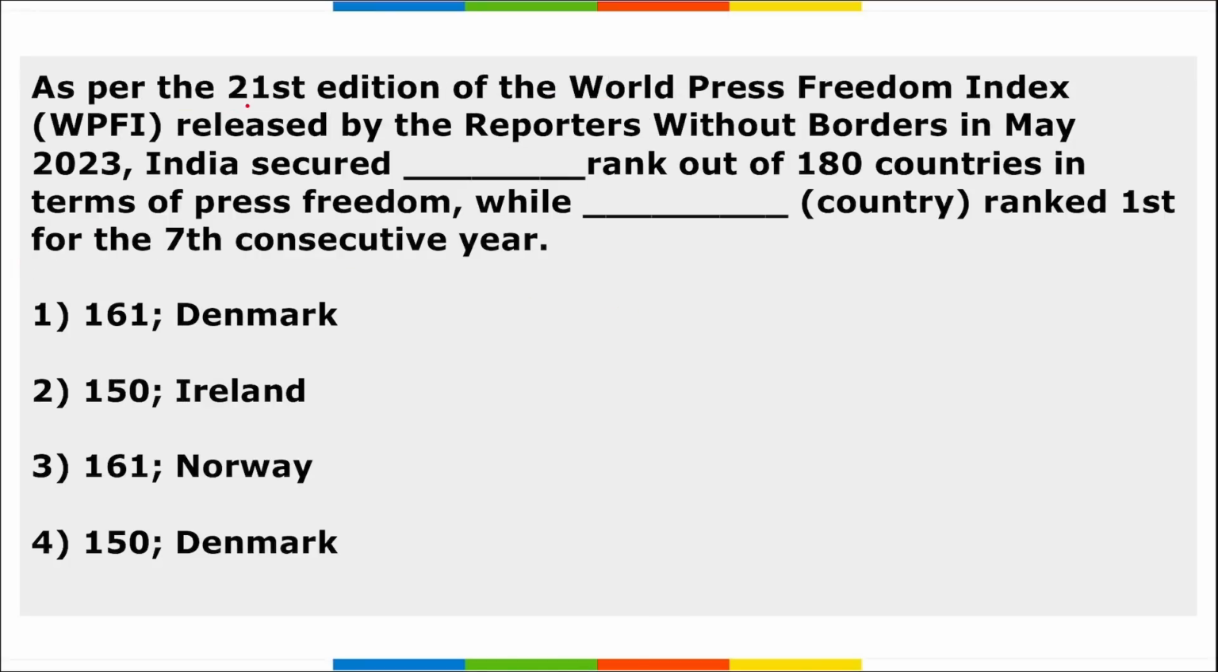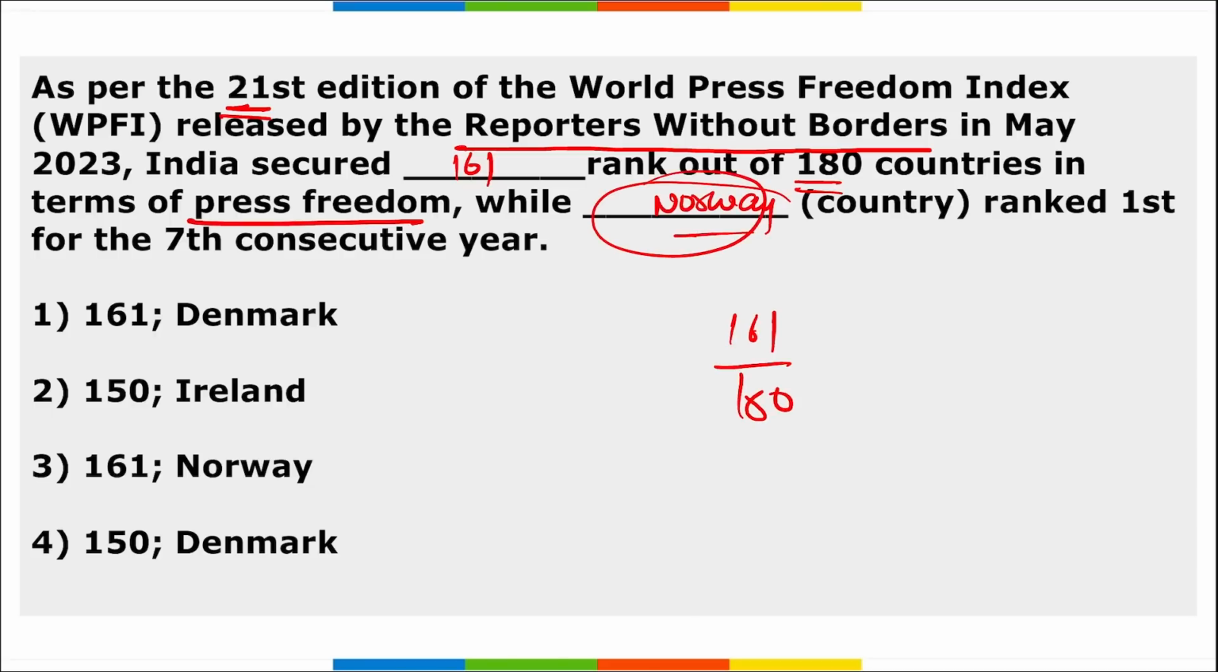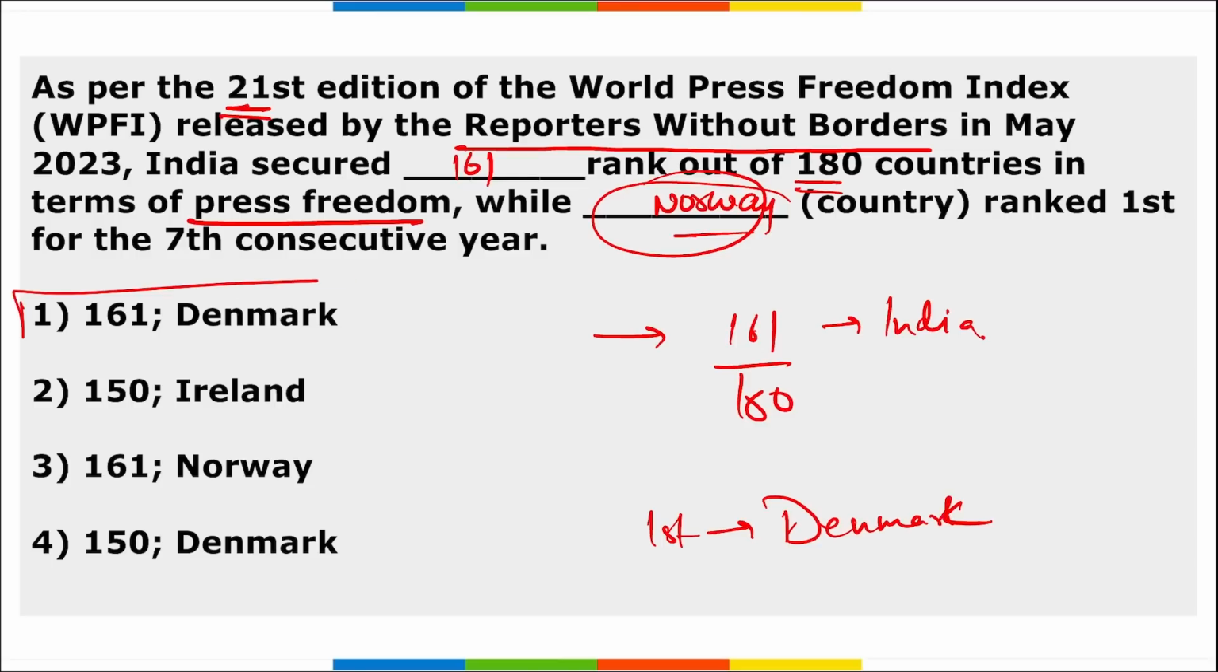Next, as per the 21st edition of the World Press Freedom Index that was released by Reporters Without Borders in May, India secured a rank of 161 out of 180 countries in terms of press freedom, while Norway secured the top position. So, we are talking about the World Press Freedom Index. The rank of India here was 161, and on top, that is on the first position, it was your Denmark. Correct? So the first option is correct here.